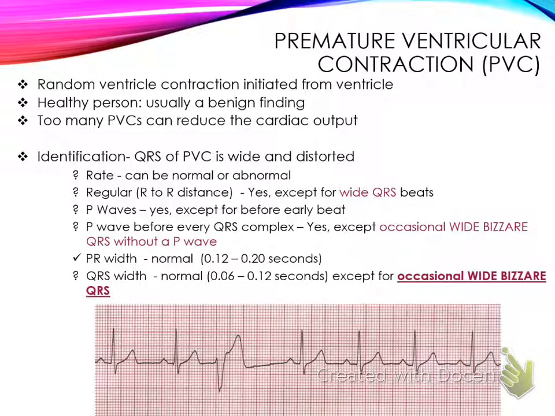P wave before every QRS, and it seems to be otherwise regular, except for this wide, weird thing. The rest is narrow and normal, except for one wide, weird thing. PVC. Just put it in the ventricular pile and call it a premature ventricular contraction. We will only treat it if it is symptomatic and there's a lot of them.